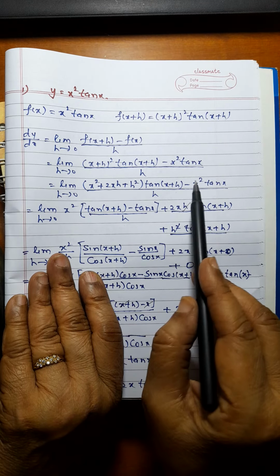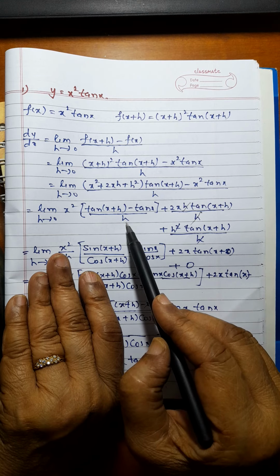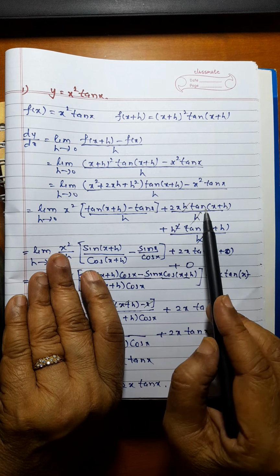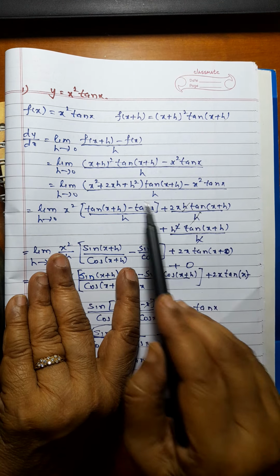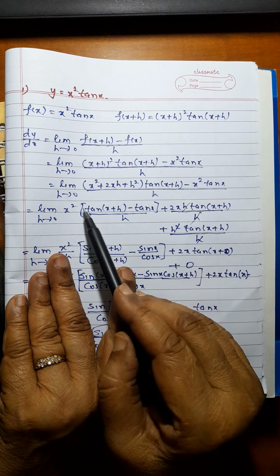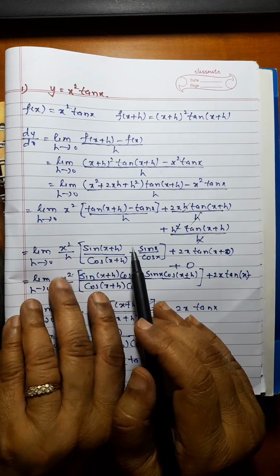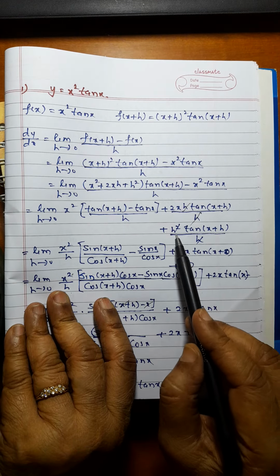Collect the terms containing x square. The x square term will be tan of (x plus h) minus tan x upon h. The middle term will be 2xh tan of (x plus h). I am separating h. I am dividing h by each term. And this term will remain. This already we have taken with this. So h square tan of (x plus h) upon h. Now here h cancels with this. Here h cancels with this.